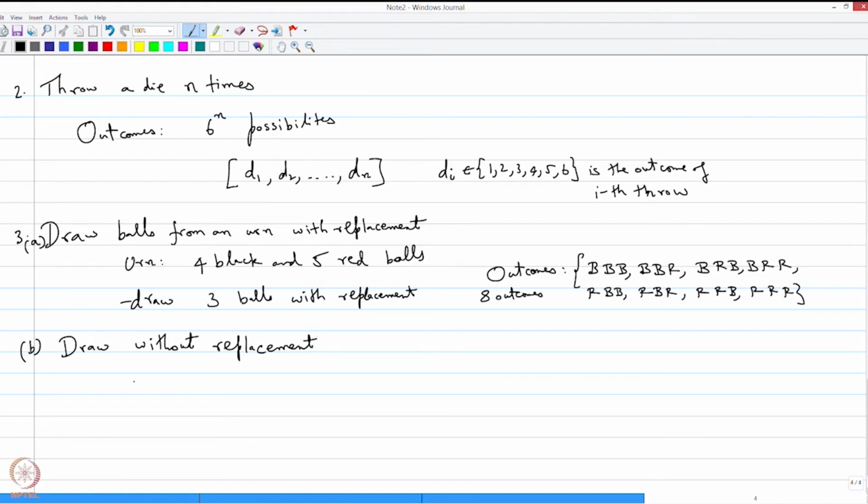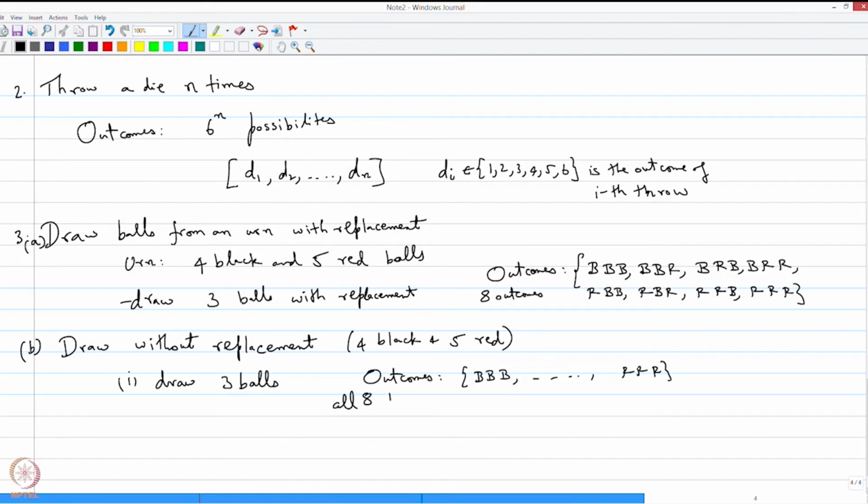So, for instance, let me take the first case, where you are drawing 3 balls. Once again you have 4 black and 5 red. If you are going to be drawing 3 balls, what kind of outcomes are possible? In fact, all of the 8 outcomes are possible, right. You can have black, black, black all the way to red, red, red, all 8 possible.